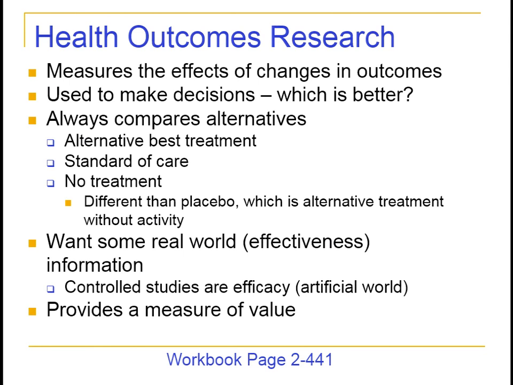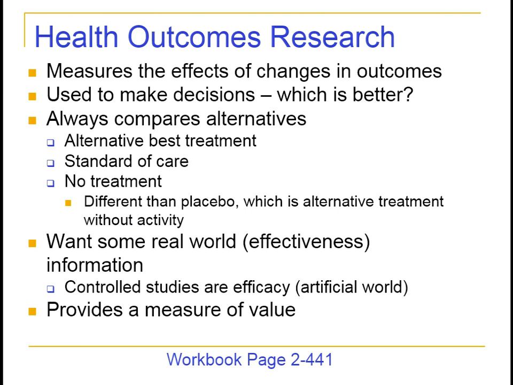Health outcomes research measures the effects of changes in outcomes. It always compares alternatives so you can use it to make decisions. Which is better? You can use multiple alternatives or just compare the new alternative that you're looking at, the new treatment, to the alternative best treatment, the standard of care, or no treatment. No treatment is very different than placebo, which is an alternative treatment. It just has no activity.